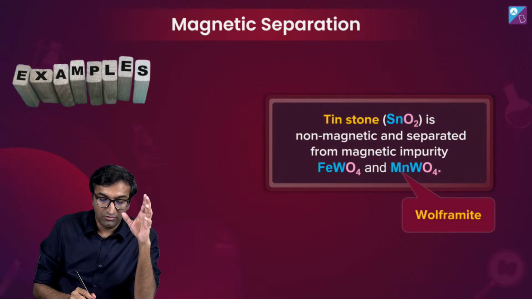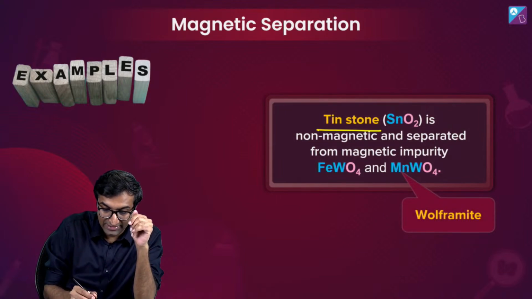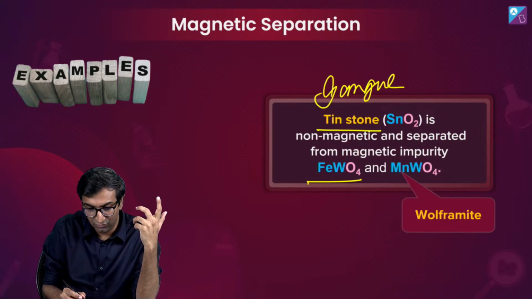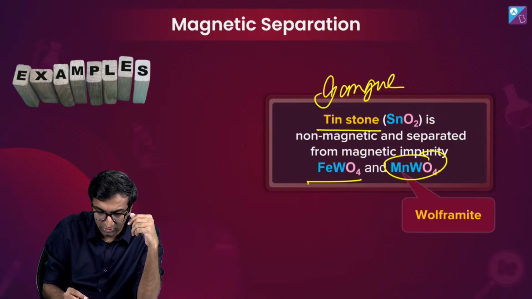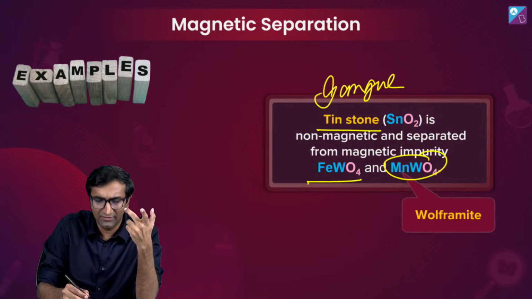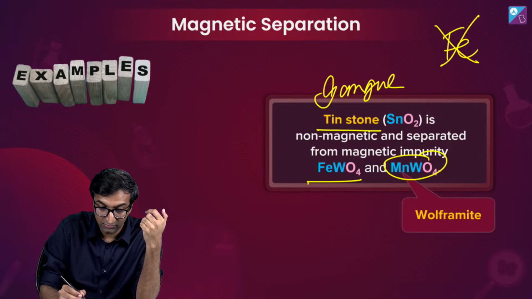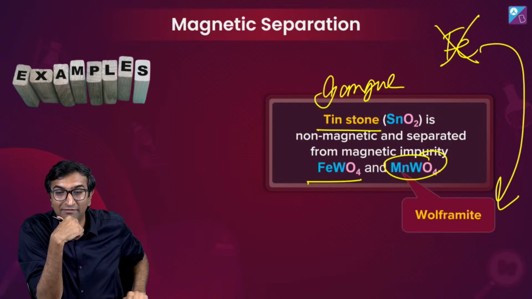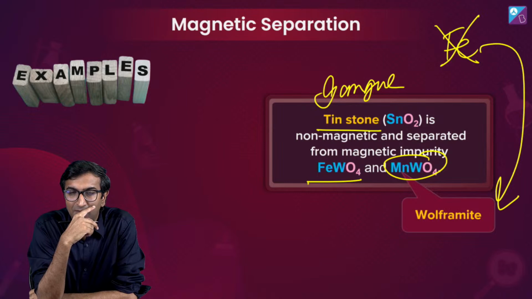So, right now, let's say tin stone is non-magnetic and that is your gangue. And that is separated from FeWO4. W क्या है? Or MnWO4. Oh, wolframite. Now, you notice that there is no iron here. But फिर भी magnetic है. ये आपको याद है? You remember this? You remember this from bonding? Was it in bonding? I think it was in bonding, right?